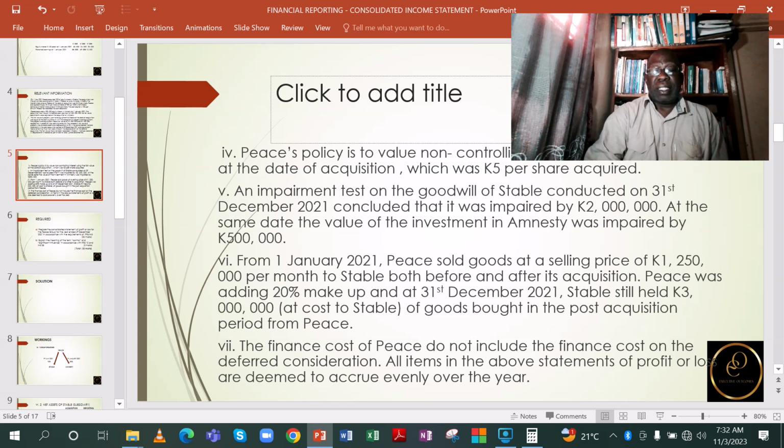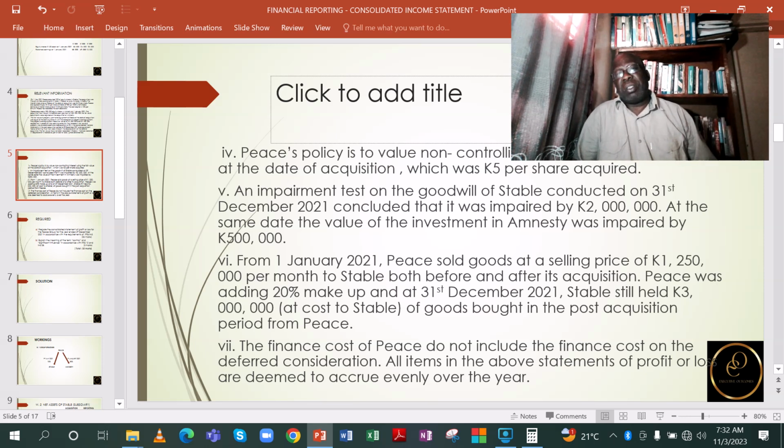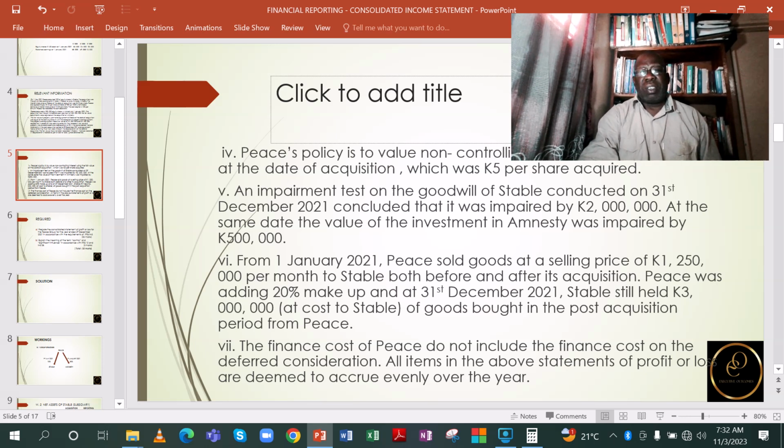When you look at this percentage, Peace was adding 20% markup. In this type of questions, you have to be particular with the percentage to determine the profit. If the percentage given is to be applied on the cost, then that percentage is known as markup. If the percentage given is to be applied on the sales or revenue value, then that percentage is known as margin. So you cannot apply markup on revenue; you have to apply markup on cost. Similarly, you cannot apply margin on cost. You can only apply margin on sales.